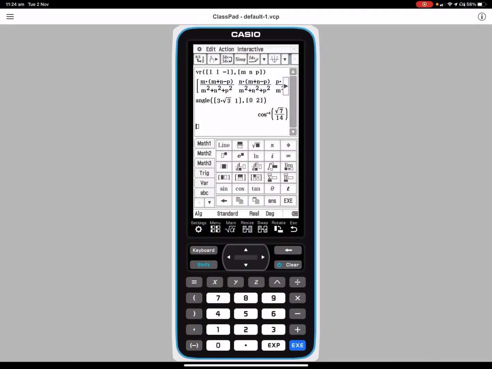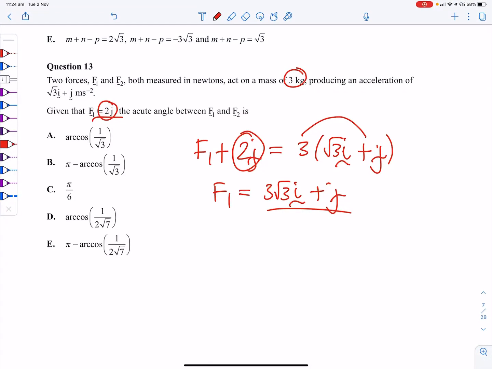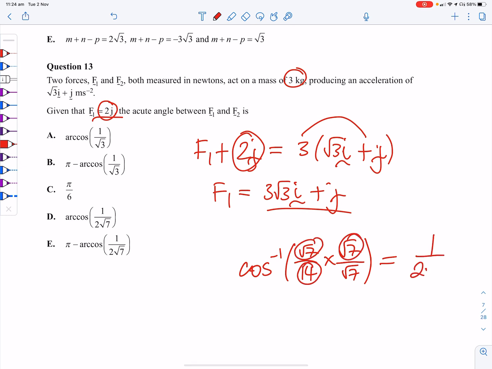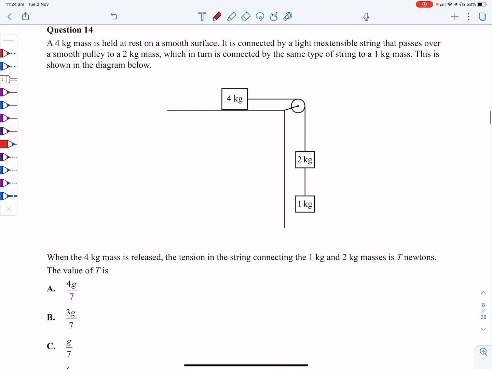Now let's just check, is that angle acute? Yes, it is. Cos inverse of √7 on 14. If I multiply it by √7 on √7, that becomes 7 on that, 1 on 2√7. So it is D. So that's the opposite of rationalizing the denominator.